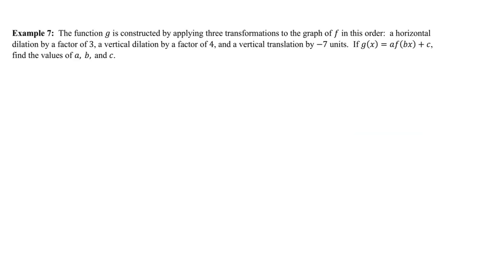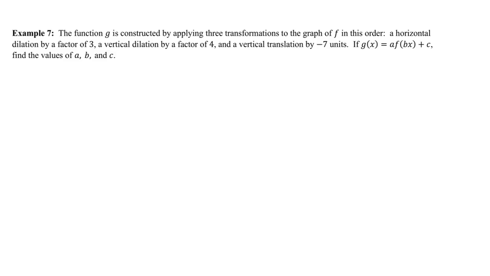All right, we got a total verbal question here. We don't have any graphs. We don't have any tables. We just got words, all right? The function g is constructed by applying 3 transformations to the graph of the function f in this order. We're going to do a horizontal dilation by 3, a vertical dilation by 4, and a vertical translation by negative 7. All right, so we need to find the values of a, b, and c.